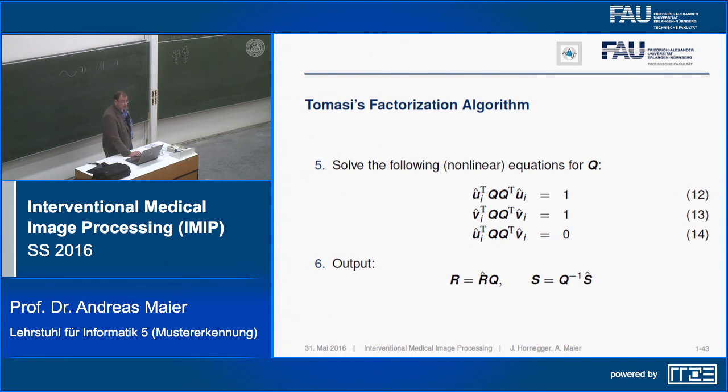And then you need to find this matrix Q, compute its inverse, and from the inverse you can compute S, the structure or the point locations, and from R hat you can compute R, where you have all your camera parameters in there, all the vectors. Isn't that awesome? We can reconstruct 3D points, camera poses, everything just from tracking a number of points. Sounds a bit like bootstrapping, like Baron Münchhausen, who pulls himself out of any problem. But you can actually do that.